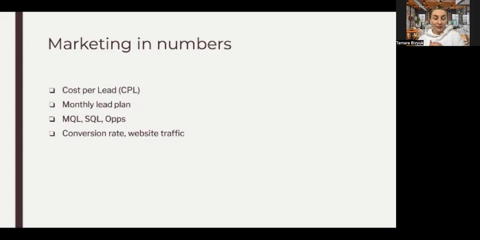So again, what I already mentioned, that's conversion rate. Conversion rate is the conversion of your website traffic, how well your website performs. Is it the conversion rate from MQL to SQL, from SQL to opportunities, or from opportunities to customer? These are the numbers that you should calculate, and you should know the average.